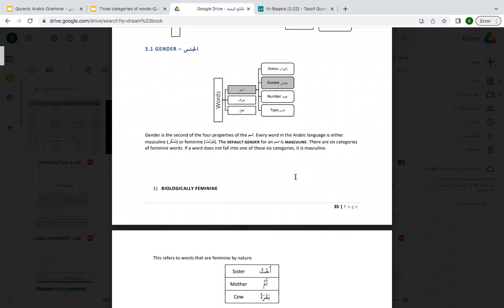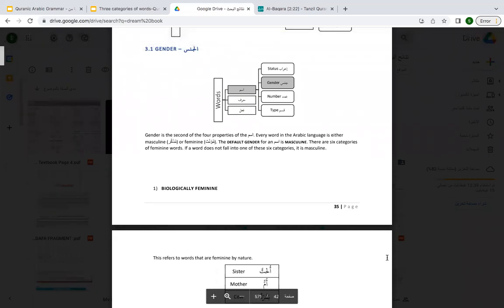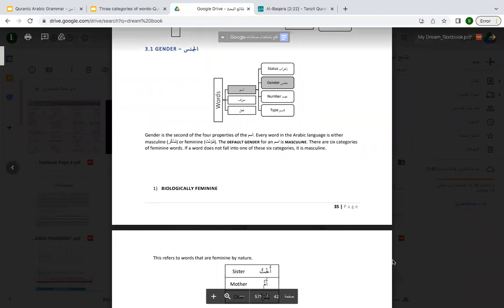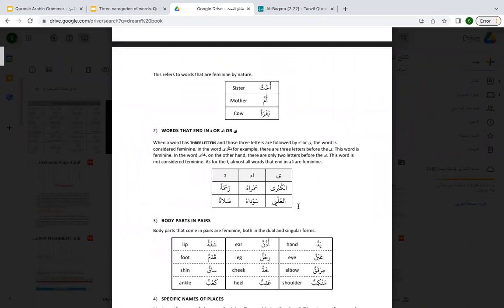Just give me 1 or 2 examples. You can just type one word if that is too much. Okay, 1 word is fine. You have to understand that feminine names are also going to be under the category of real feminine. The second category that Ustad has put here is the words that end in ta marbuta, alif mamduda, or alif maqsura. Okay, and we have already done those.